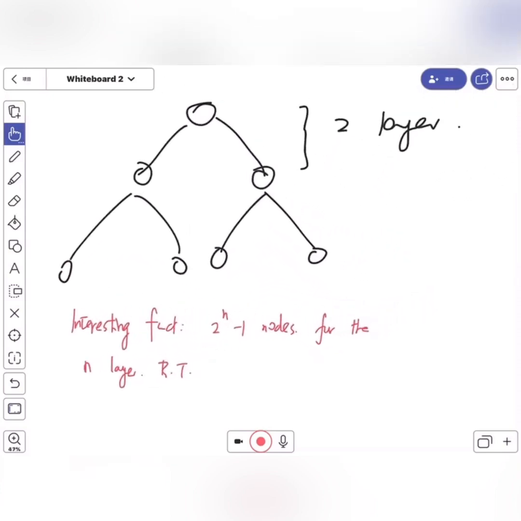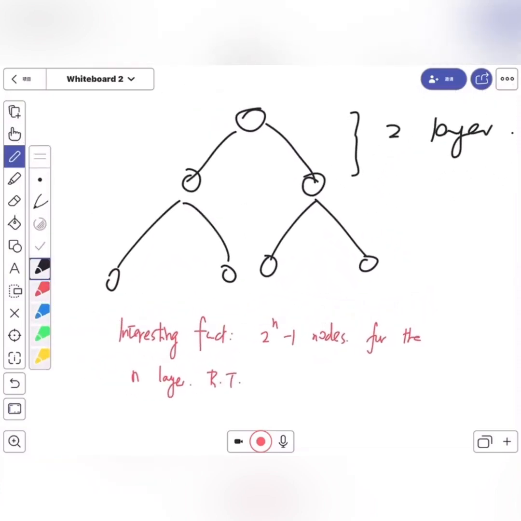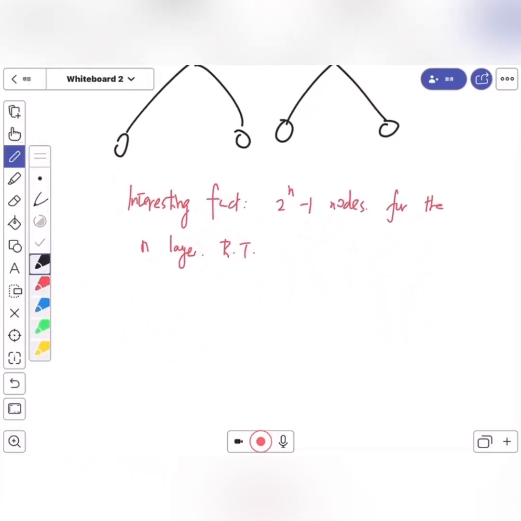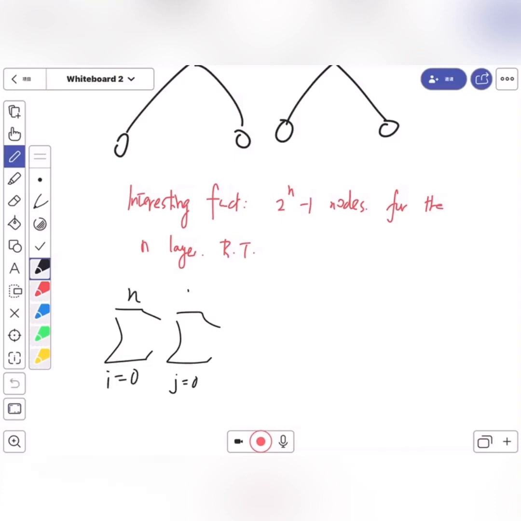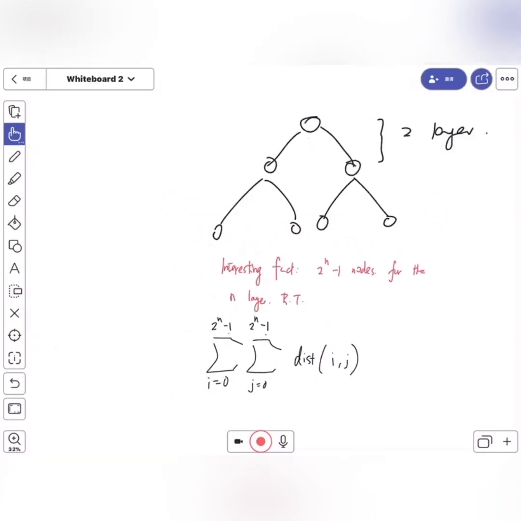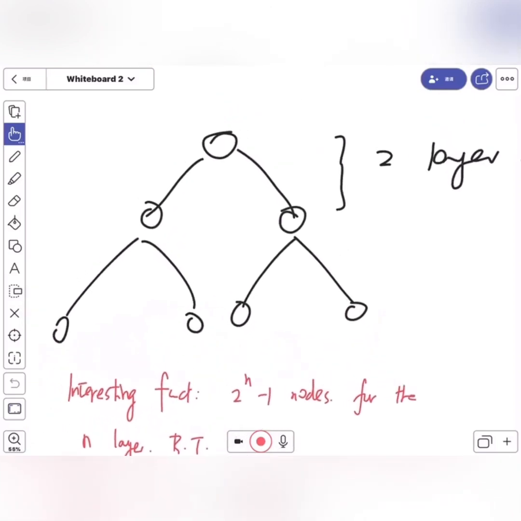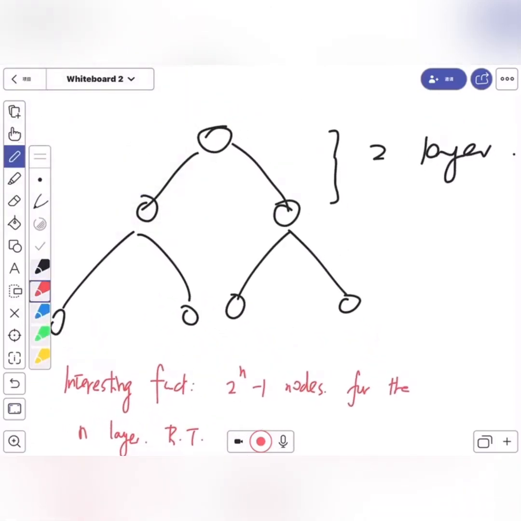So what is the problem that we're trying to solve? We are trying to determine the value of this double summation. So what do I mean by that? For example, for this two-layer binary tree, we can number each of these nodes, giving them a number: 1, 2, 3, 4, 5, 6, and 7.